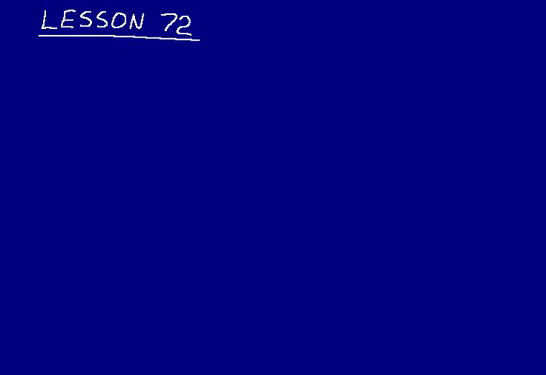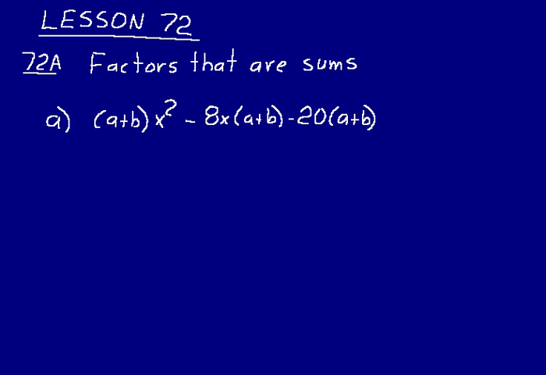In Lesson 72, we'll be learning about factoring trinomials where we have sums as factors. We have to factor those out first, and then we'll learn about some volume and surface area formulas for pyramids and cones. To understand factors that are sums, let's do some practice problems and look at practice problem A.